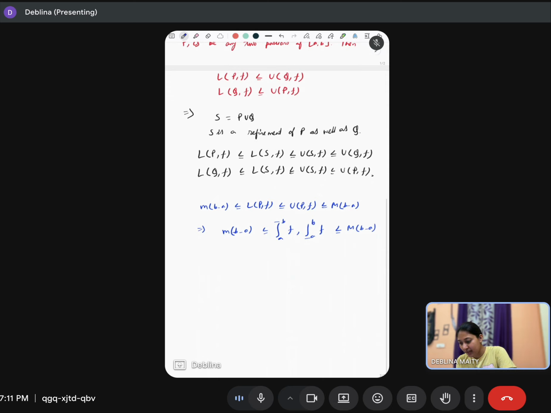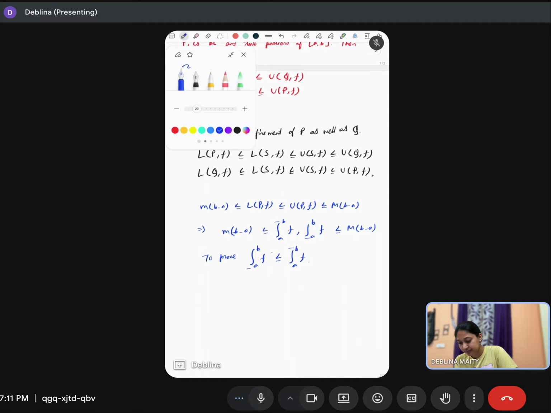Now we will prove that the lower integral of f is less than or equal to the upper integral of f. This we are going to prove now, and for this proof we'll need this result.